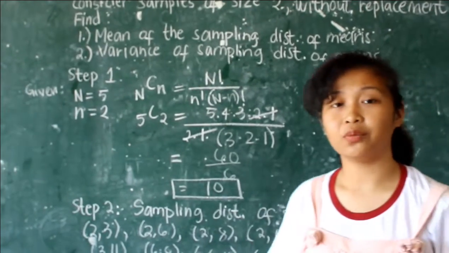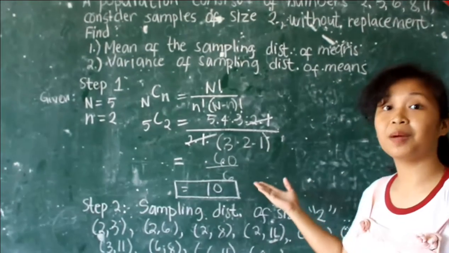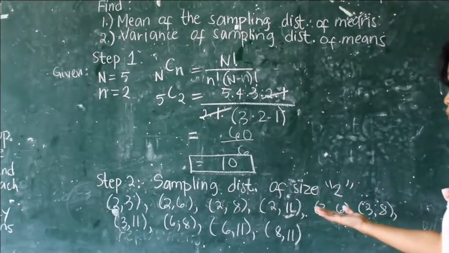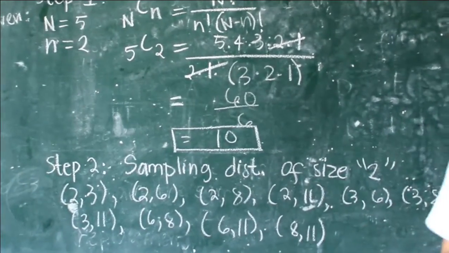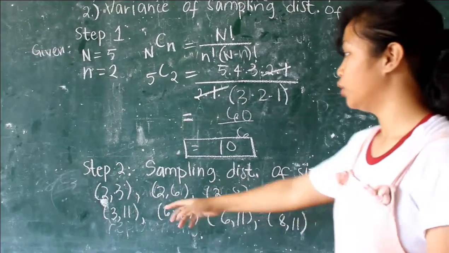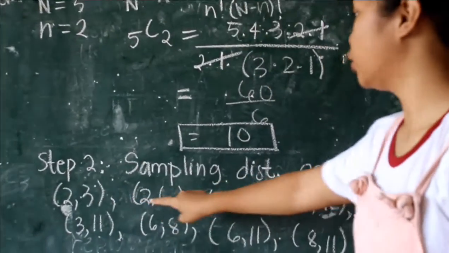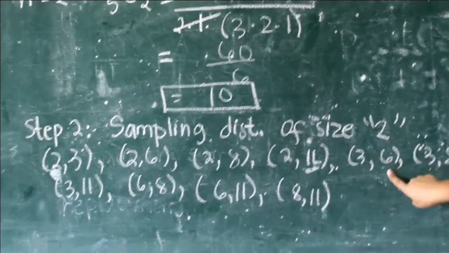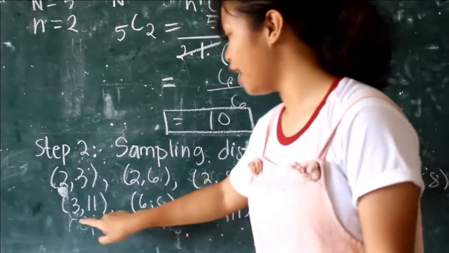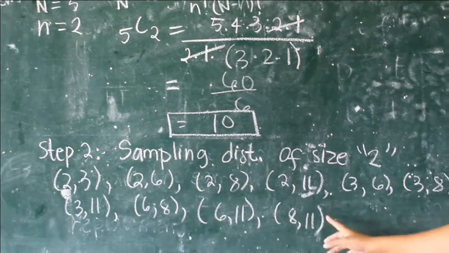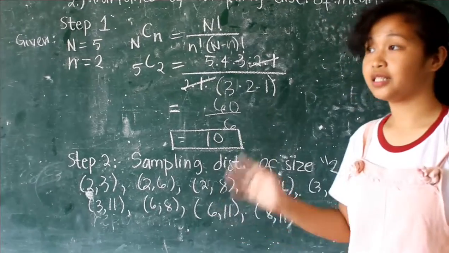Now that we know that we have 10 pairs of samples in our population, we proceed to our second step. Step 2, sampling distribution of size 2. These are the list of samples taken from our population: 2 and 3, 2 and 6, 2 and 8, 2 and 11, 3 and 6, 3 and 8, 3 and 11, 6 and 8, 6 and 11, and 8 and 11. All in all, we have 10 different samples.